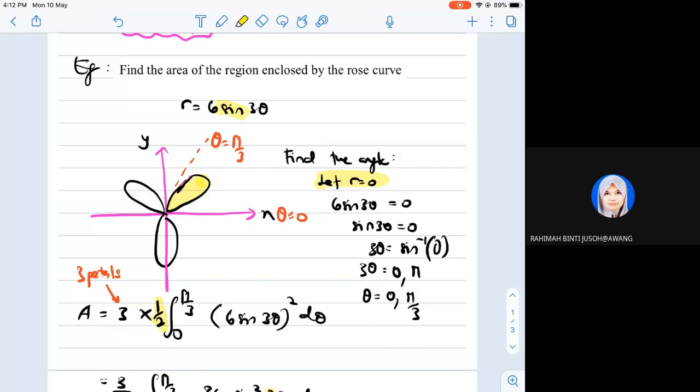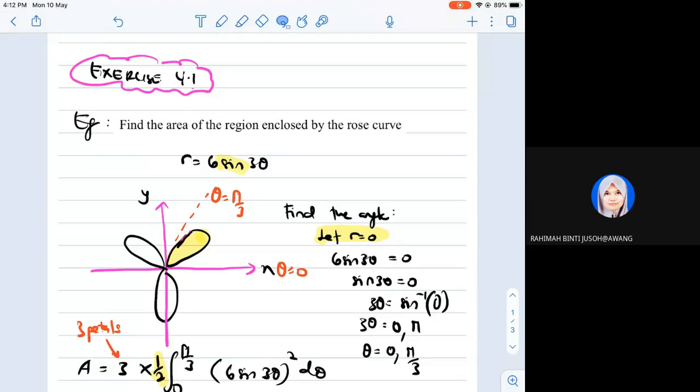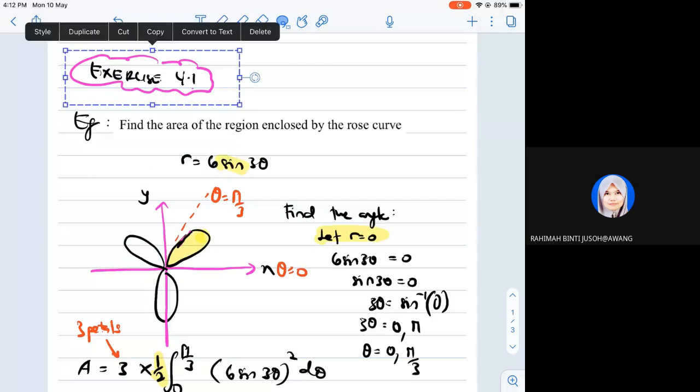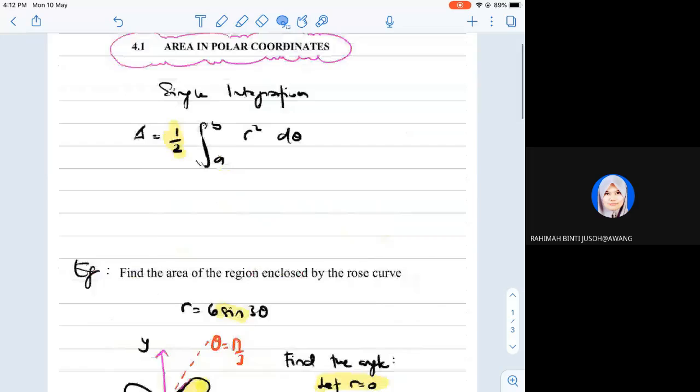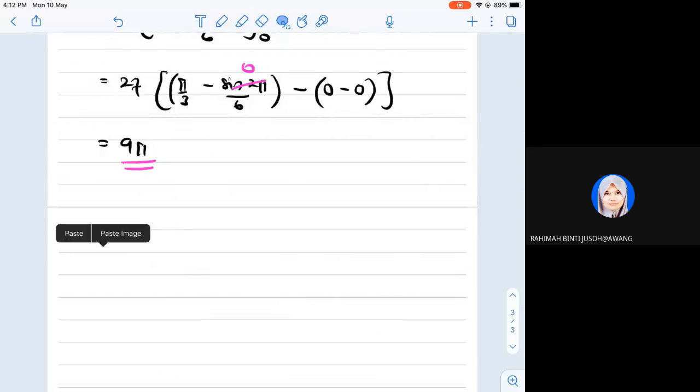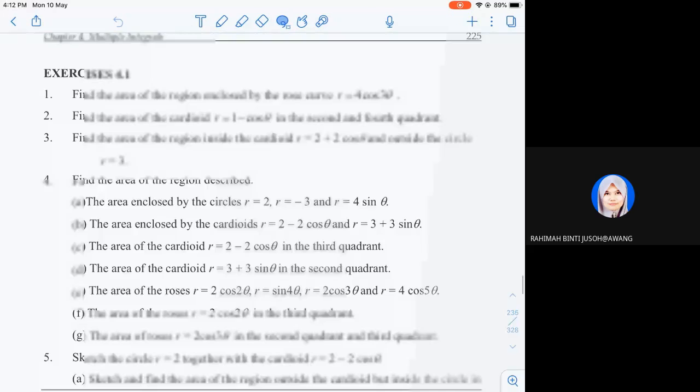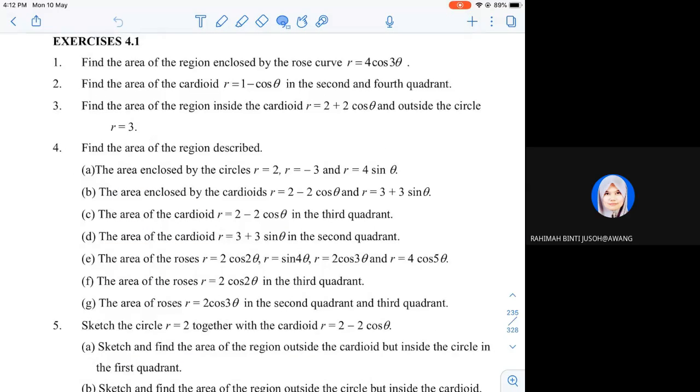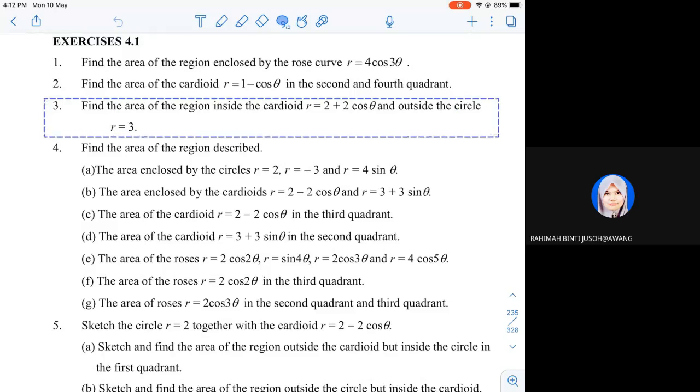Alright. So now, let us move to exercise 4.1. Okay. So let us do question number 3. Find the area of the region.